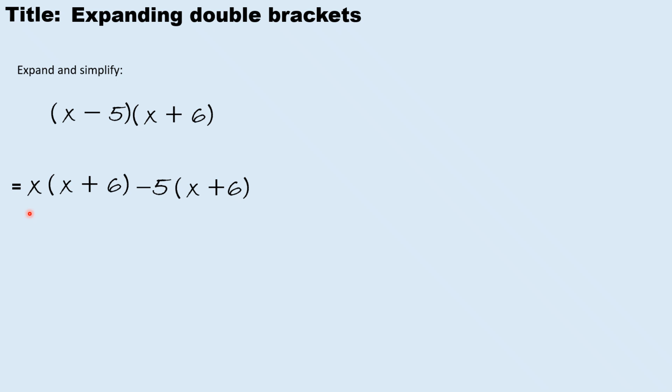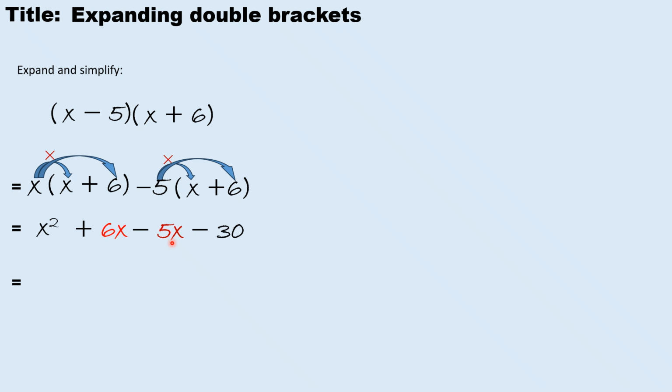x multiplied by x is x squared. And x multiplied by 6 will give you 6x, and then we have our minus 5. So minus 5 multiplied by x is minus 5x, and then minus 5 multiplied by 6 will give you minus 30.